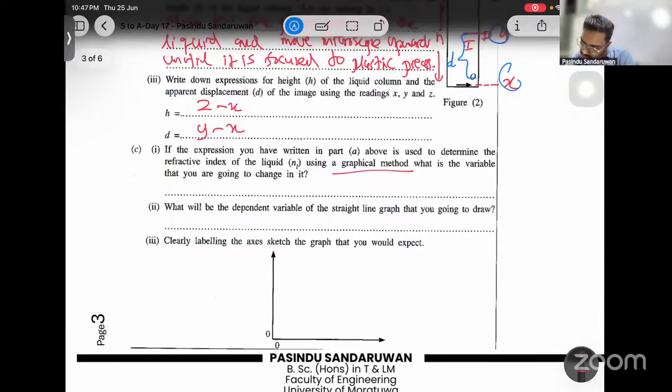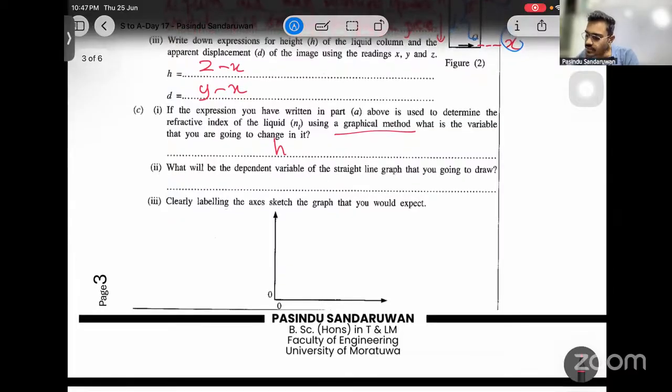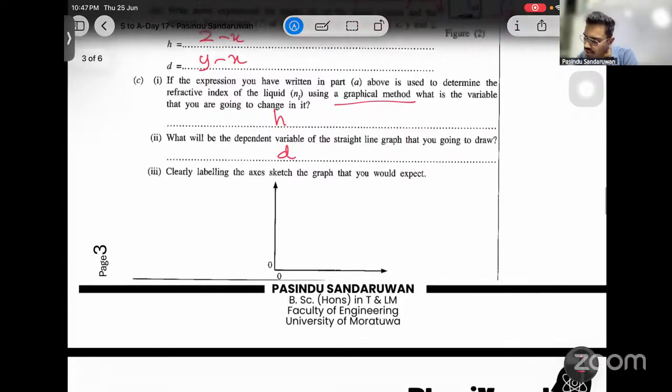Then what is the variable that you are going to change in it? h, because the only variable that we can use is h. What will be the dependent variable? Dependent is d, the apparent displacement. Without mentioning h and d, if you mention height of liquid and apparent displacement, that's also fine. Fill label in the axis, sketch the graph.